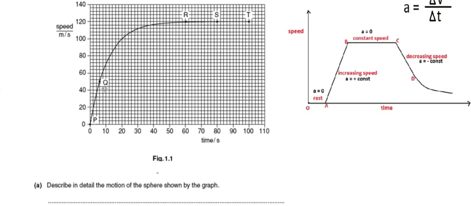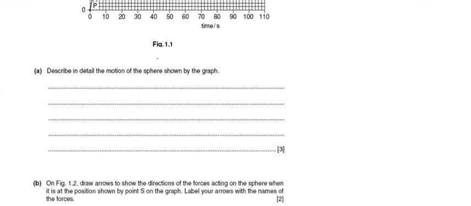So we can say this is like the steepest line. Here the line becomes less steep. This is not a line, this is the curvature. We can see the curvature becoming less steep. So the acceleration is also decreasing here. It becomes 0. So we can write down step by step.